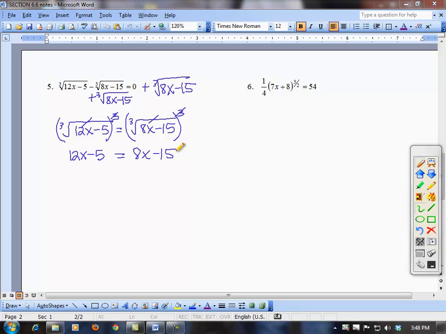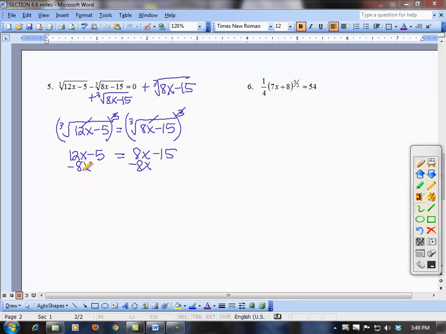You cannot cube things, though, until a cube root is by itself. So please keep that in mind, and maybe you want to make a note. You cannot cube things until the cube root is by itself. Okay? Now I'm going to start solving this.